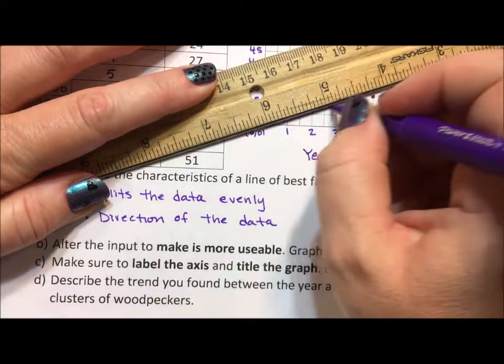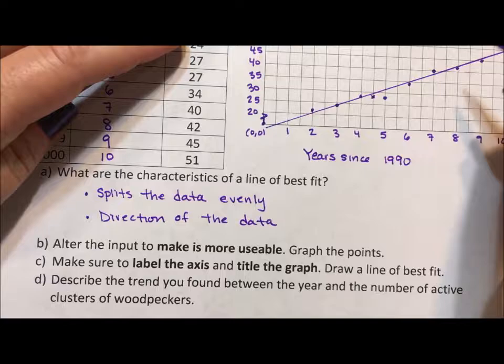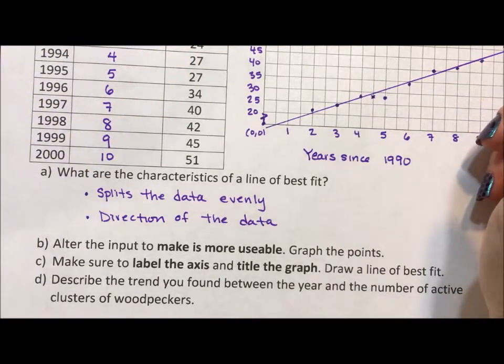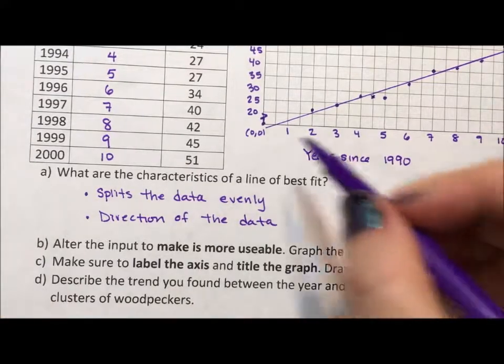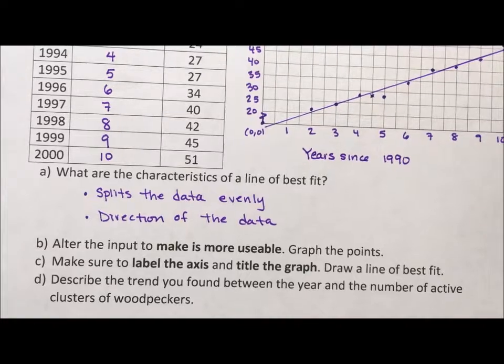So if I draw my graph, I have 1, 2, 3 on top, 1, 2, 3, and 4 on bottom. I go through 1 point. I don't have to go through any points. It's not a bad line of best fit. I'm splitting the data. I'm going in the direction of the data. Those are my two criteria.